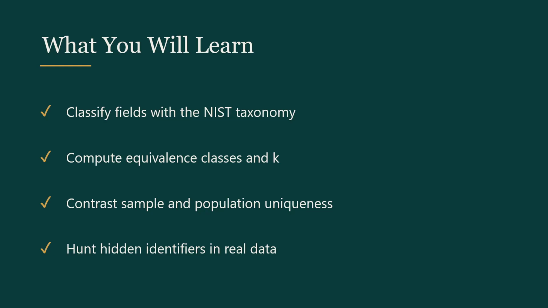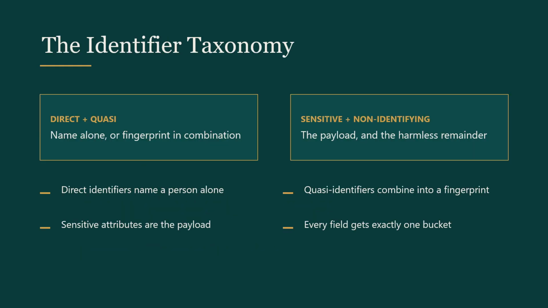Let us start with the taxonomy. Every engagement begins the same way. You walk the schema and put every single field into one of 4 buckets. Bucket 1, direct identifiers. These name a person all by themselves: names, social security numbers, medical record numbers, exact street addresses, telephone numbers, email addresses, biometric templates, and full face photographs. 1 field, 1 person, no ambiguity.